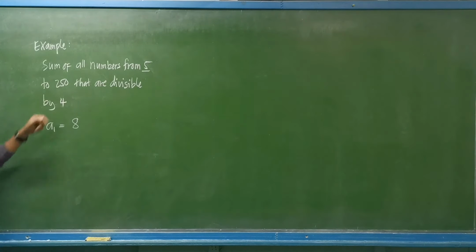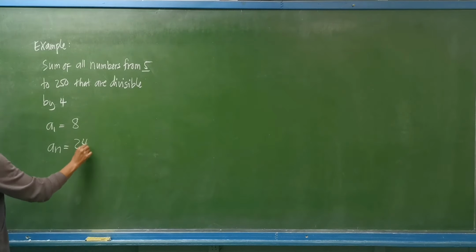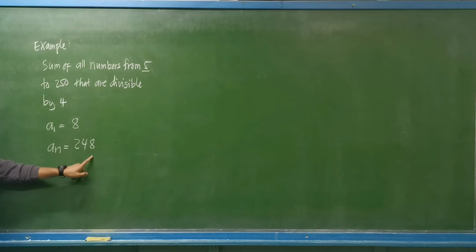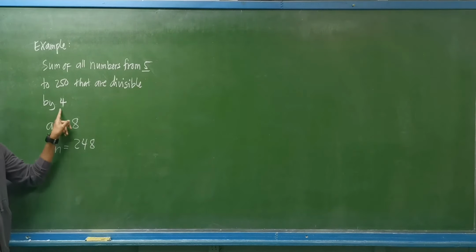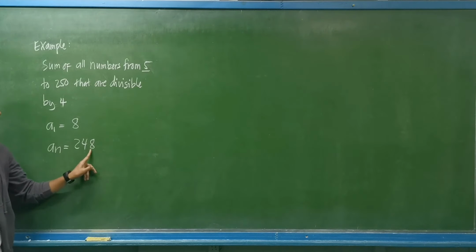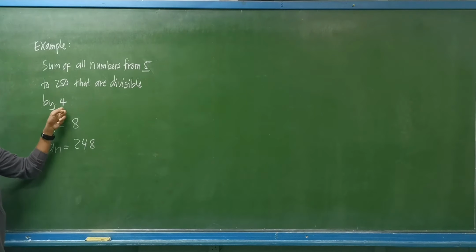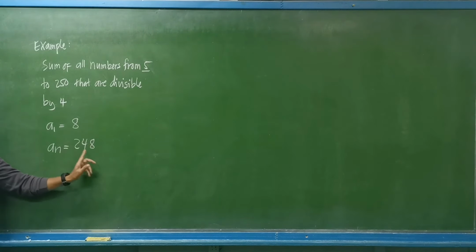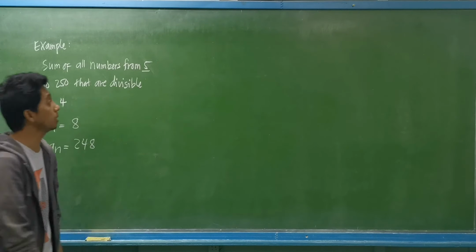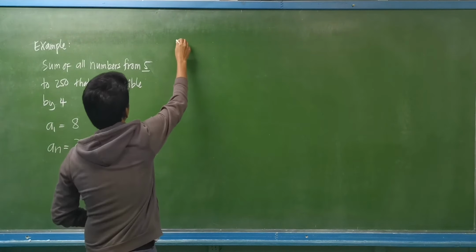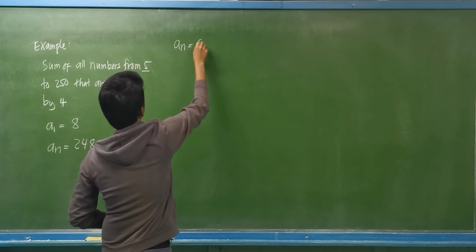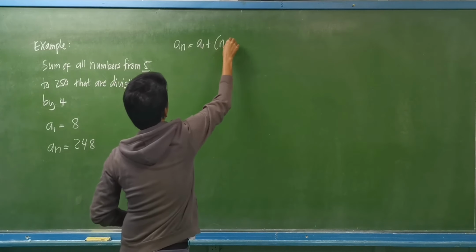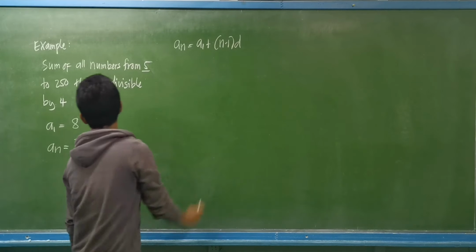Let us consider our last term a sub n. To be divisible by 4, we can have 248. Why can 248 be the last term? Because 8 is divisible by 4; our last digit is divisible by 4. We don't know how many terms there are from 8 to 248, so we are to determine how many terms. We use a sub n equals a sub 1 plus the number of terms minus 1, multiplied by the common difference.